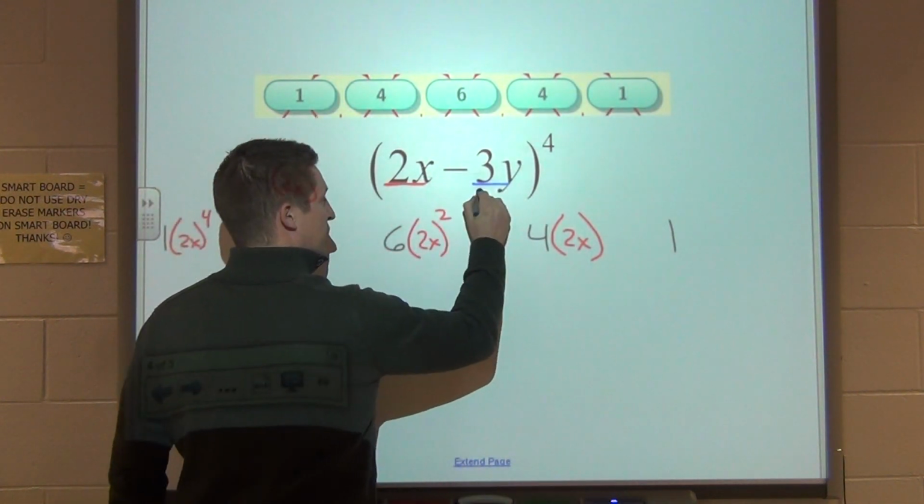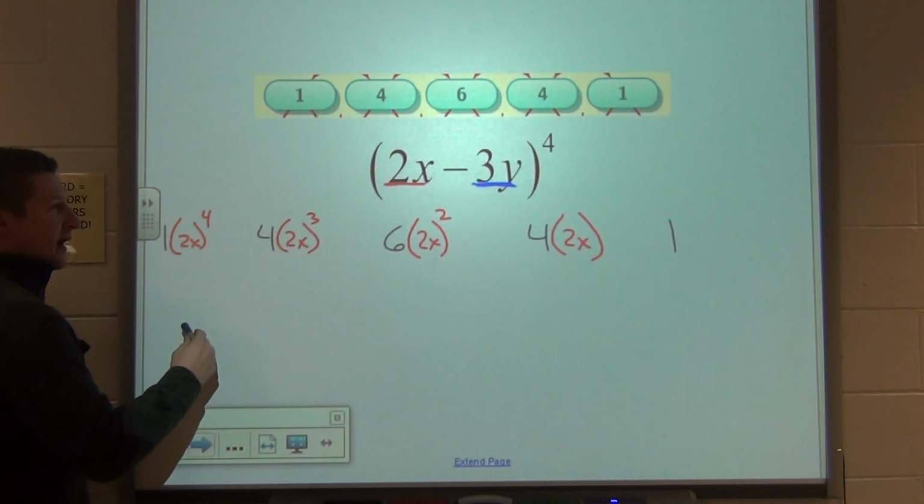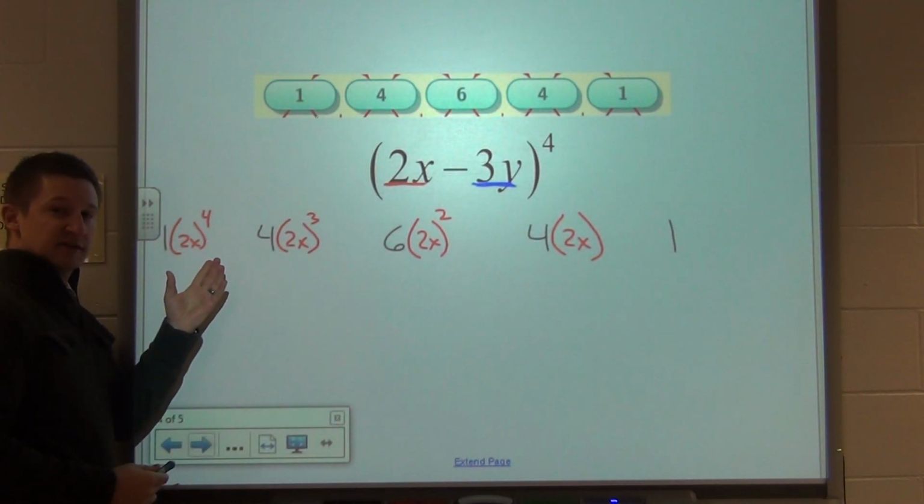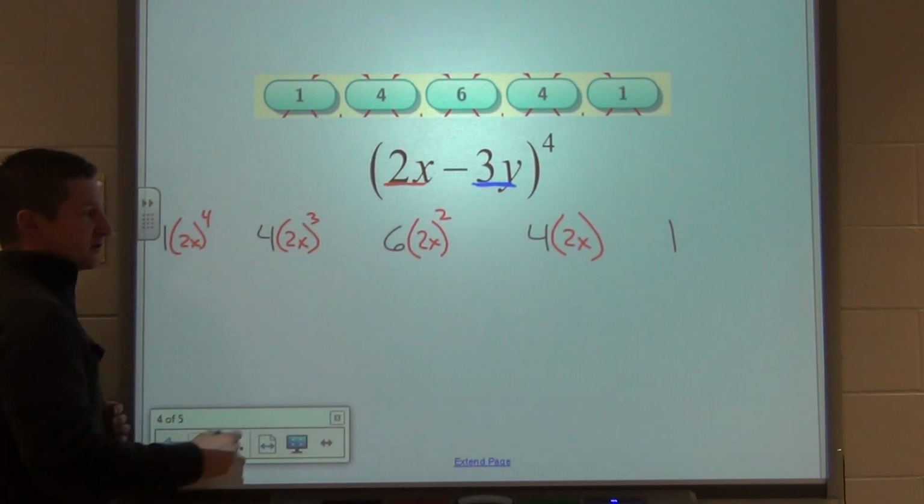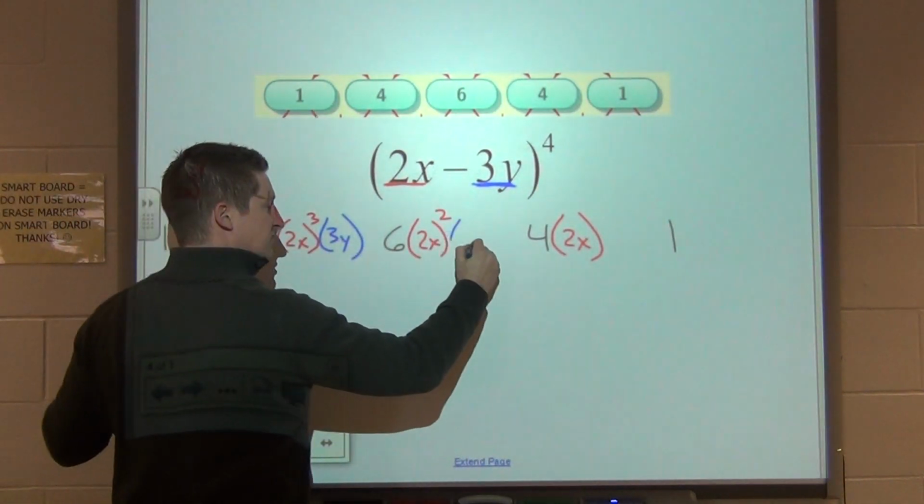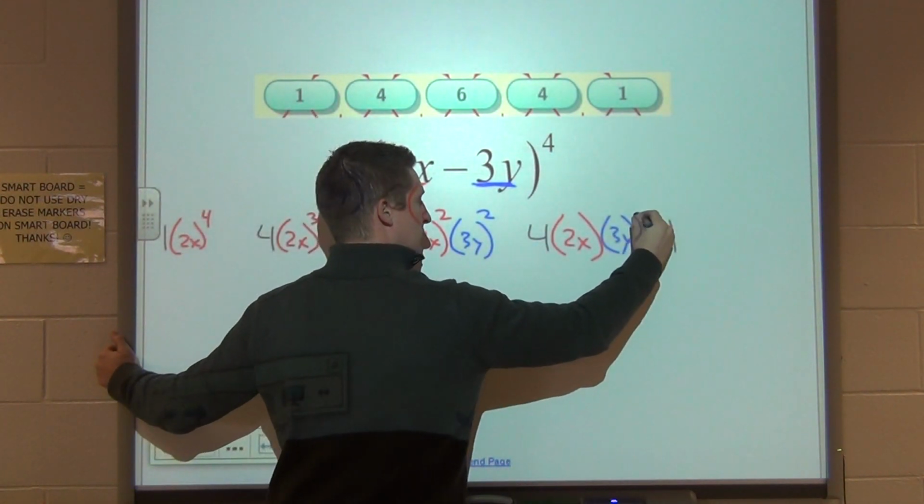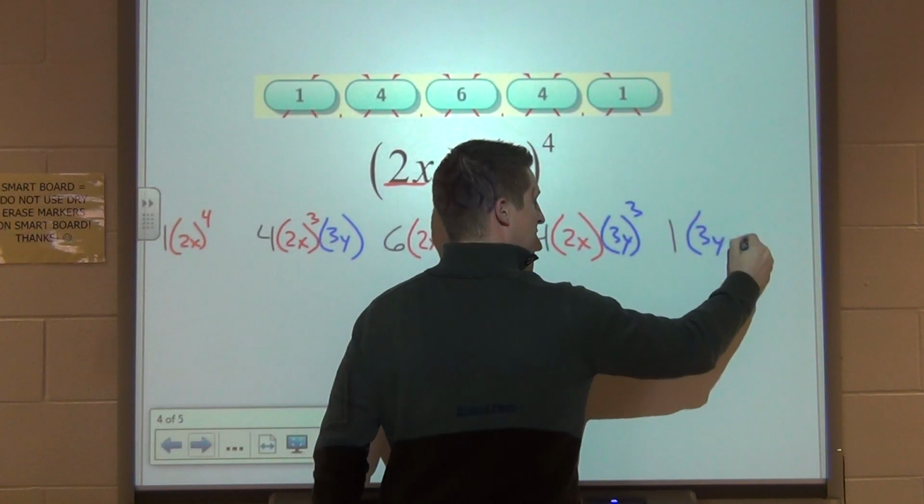With the second term then, 3y. I won't worry about the negative for just a second, so hang on to that idea if you're going to ask about it. 3y to the 0 power is 1. I don't need to include it in the first term. 3y to the 1st goes here. 3y squared here. 3y cubed here. And finally 3y to the 4th power.